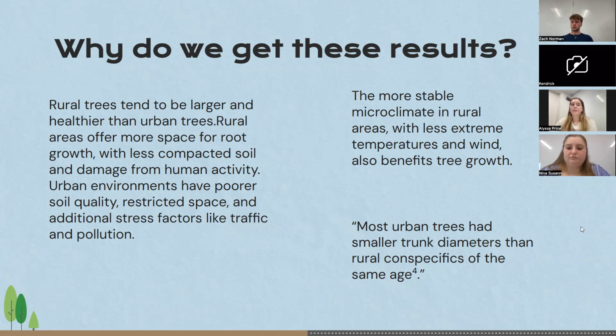And the urban environments have poor soil quality because there haven't been that many species. And there's a lot more pollution and restricted space. And the more stable a microclimate is in rural areas, with less extreme temperatures and wind, also benefits tree growth. And the more trees you have, the fewer extreme factors would happen. And a quote that we cited was, "most urban trees had smaller trunk diameters than rural conspecifics of the same age."